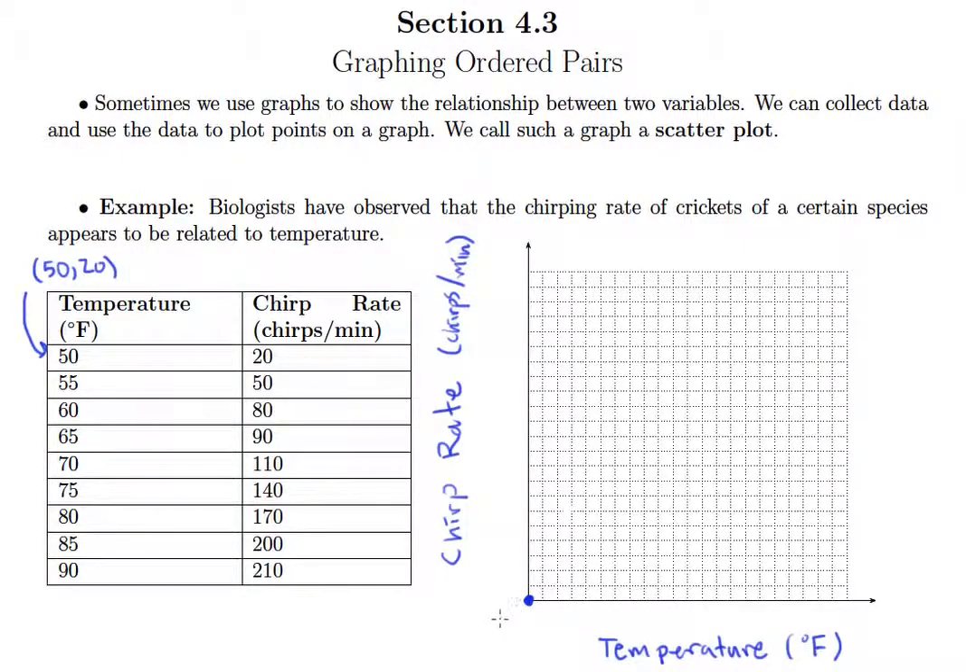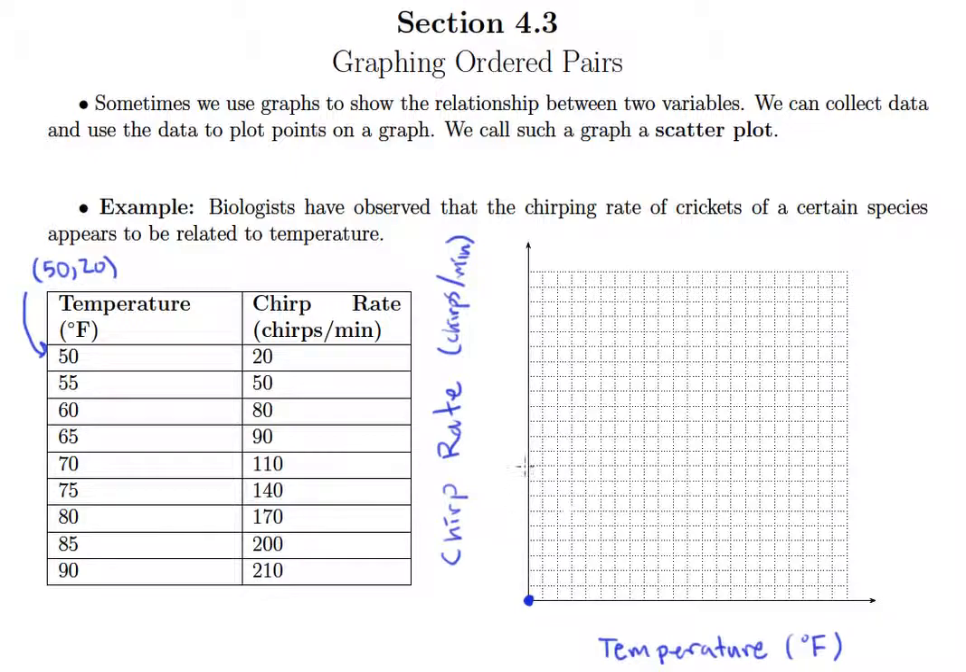If we look at the chirp rate first, that would be our y-axis. We have quite a range, anything from 20 up to 210. So looking at this, to get all the way up to 210, if I used spacing of 10, then I would need exactly 21.